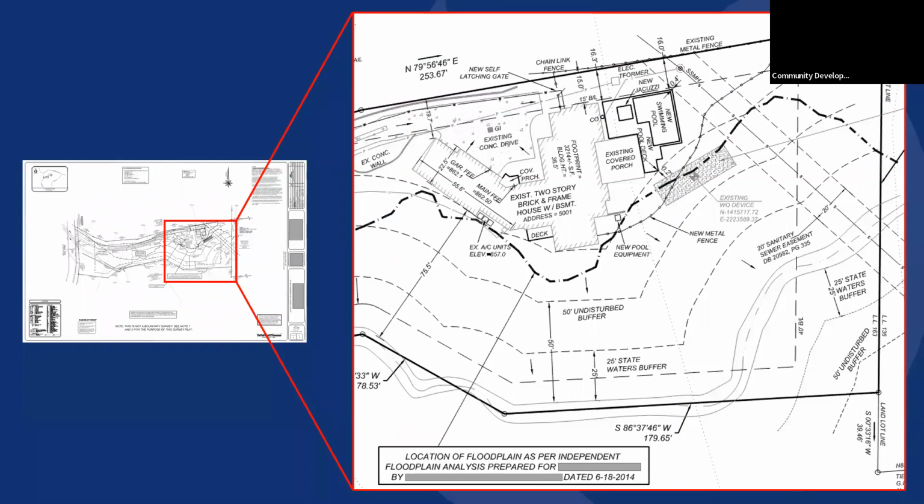So here's a quick example on our screen here. We blew it up so you can see a little bit better. Apologize, I've got my pointer on this side. So as you can see, there's a couple lines here on the screen itself. Towards the bottom dark line, you'll see the stream, and it actually goes up towards the right. And then we have a couple of buffers. Starting from the bottom, there's a 25-foot state waters buffer, a 50-foot undisturbed buffer, and then beyond that, we have a 75-foot impervious buffer where some grading and additional work can be done, but no construction or structures can be located there.